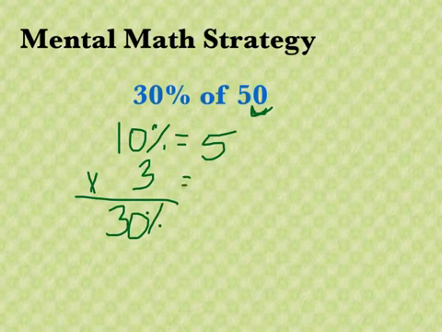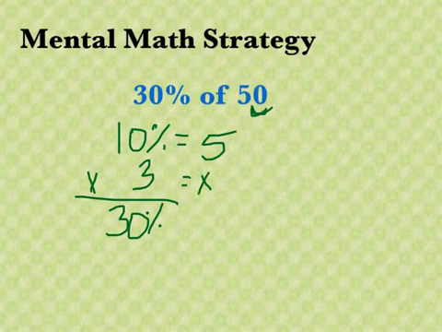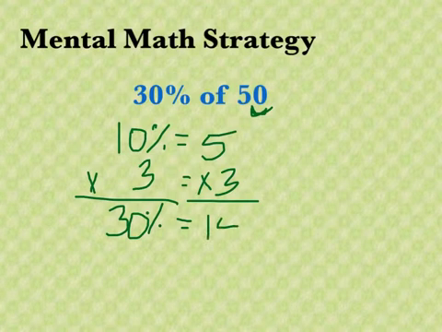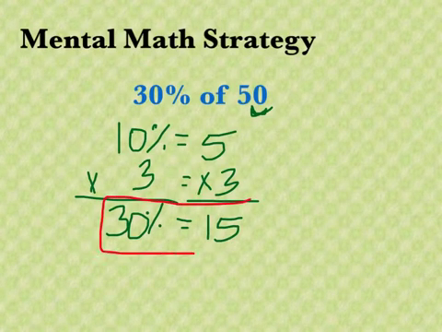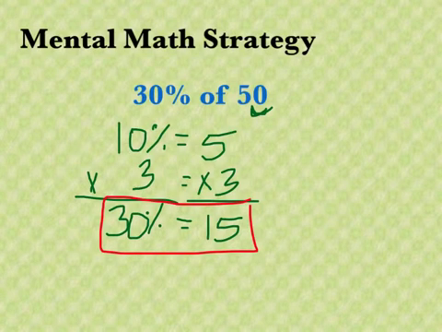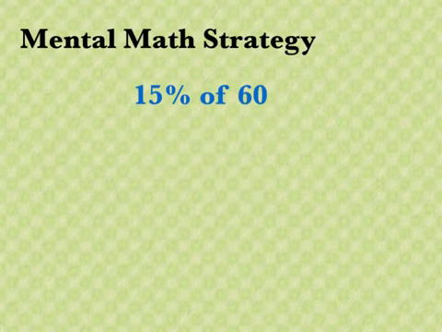And what we do to one side of our equation, we need to do to the other. So we're going to do 5 times 3, which is 15. That means that 30% of 50 is 15.